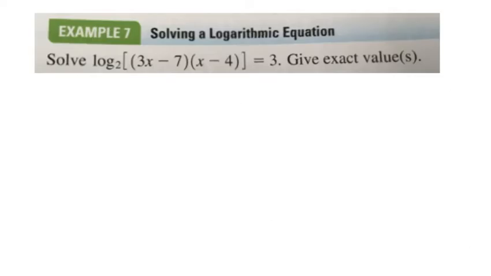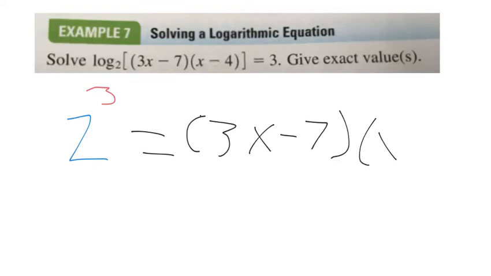Alright, so it says solve log base 2 of 3x minus 7 times x minus 4 equals 3 and give exact solutions. Alright, since we have log base 2 of something equals a constant, we can rewrite that as an exponential. Since the base is 2, that would be the base of our exponent. And the exponent would be the output, the 3. So it's 2 to the 3rd power equals the input, the 3x minus 7 times x minus 4.